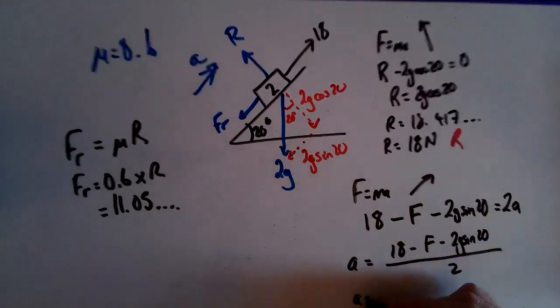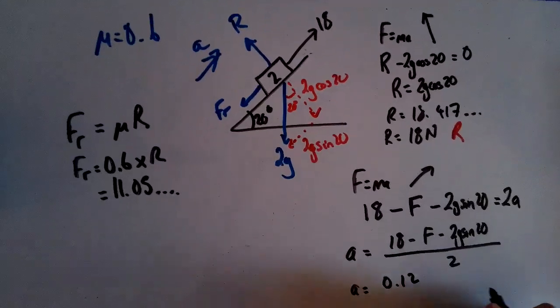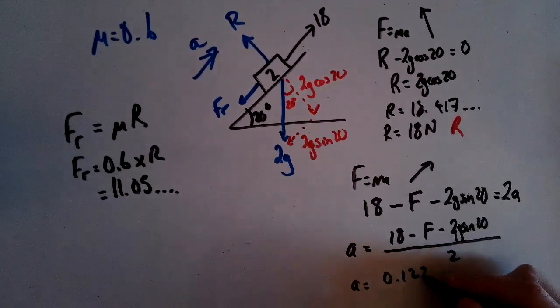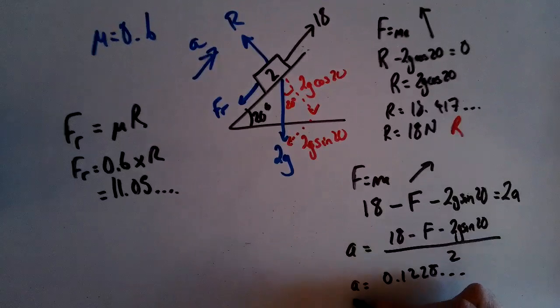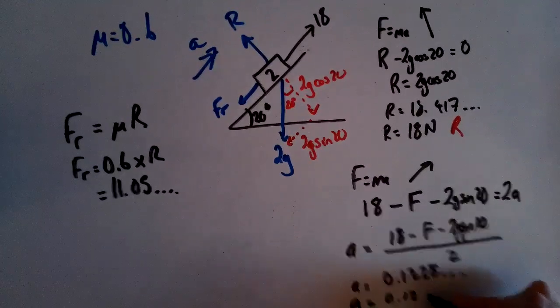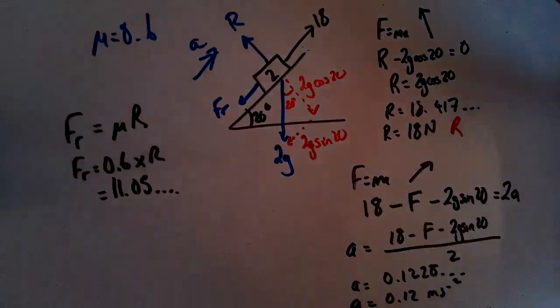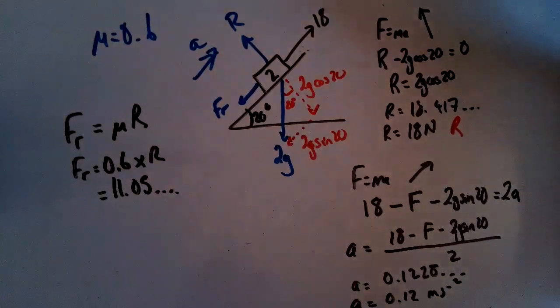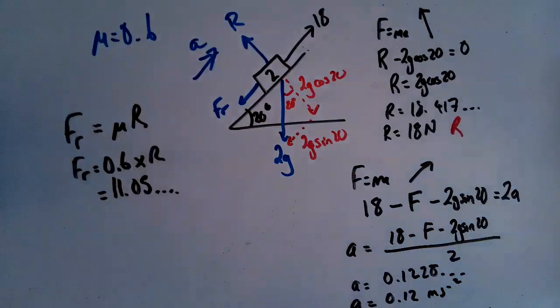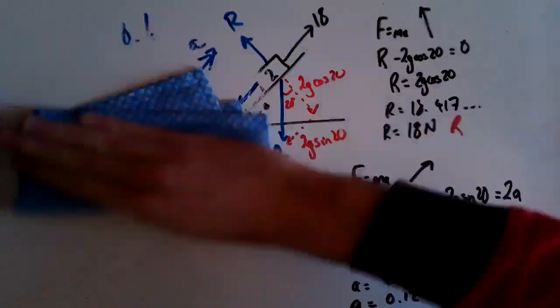So for a, I've got 0.122, so two significant figures, 0.12 meters per second squared. And that's 2 done. Number 3.